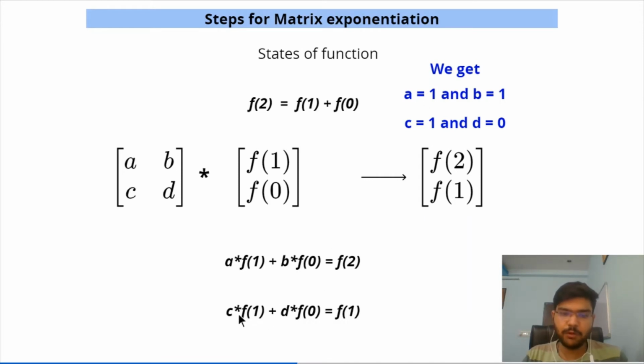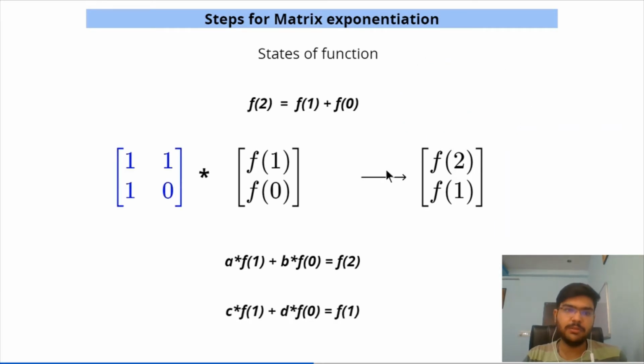Now similarly, if we go for C and D, what we are required to find out in RHS is simply f of 1. So f of 1 is also present in LHS. So C must be equal to 1 and the rest of the terms must be equal to 0 to result in LHS equal to RHS. So C equals 1 and D will be equal to 0, so that f of 1 will be equal to f of 1. We need to make LHS equal to RHS. Hence we found that C equals 1 and D equals 0. So we found all the 4 variables, and hence we found the matrix, that is 1 1 1 0, for the values A, B, C and D.